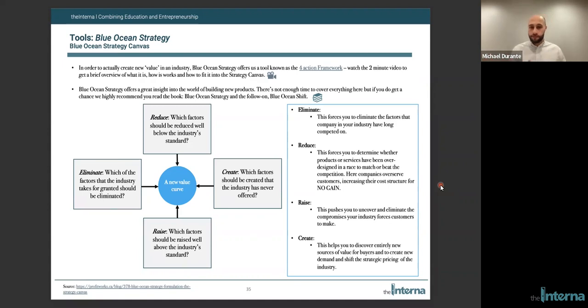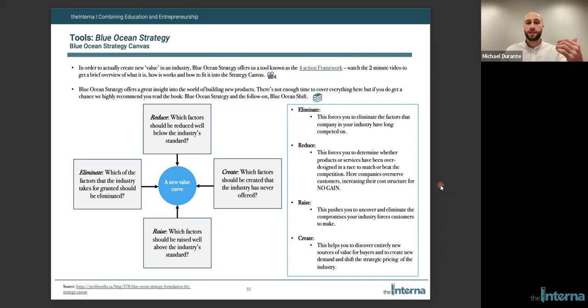So if we go through that one by one, what factors are we actually eliminating? What should there no longer be within our particular offering, right? What do we want to change? This is potentially a factor that we've had in our business before or within our industry, but actually it no longer is something that we're even going to look at. The second thing is reduce.